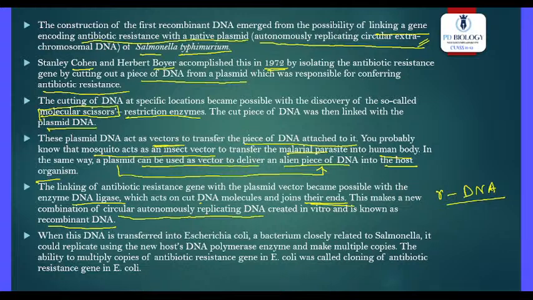When the DNA is transferred into E. coli, a bacterium closely related to Salmonella, it could replicate using the host DNA polymerase enzyme and make multiple copies. The ability to multiply copies of the antibiotic resistance gene in E. coli is called cloning of the antibiotic resistance gene in E. coli.